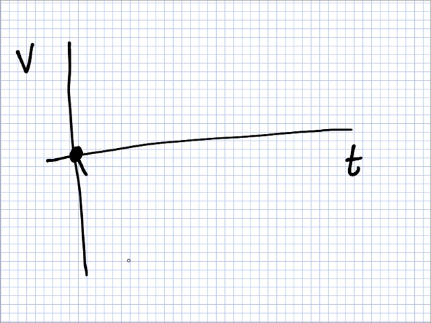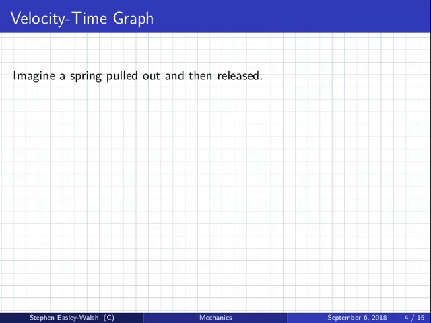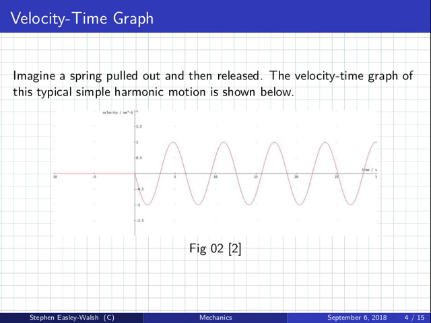So how should I draw this graph? What graph should I draw here? Maybe something like this. So if we have a look, this is what we get if we look at the velocity-time graph. It gets faster, slower, faster, slower.